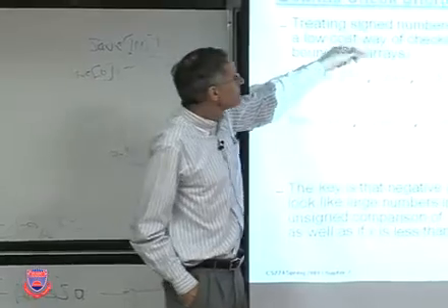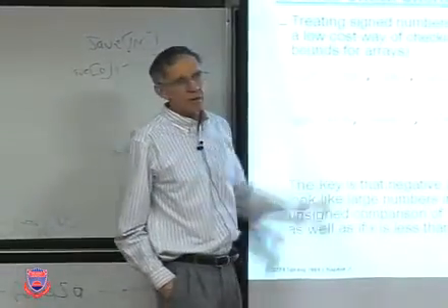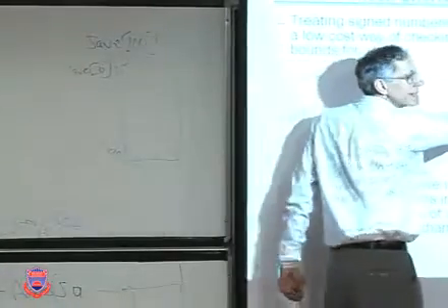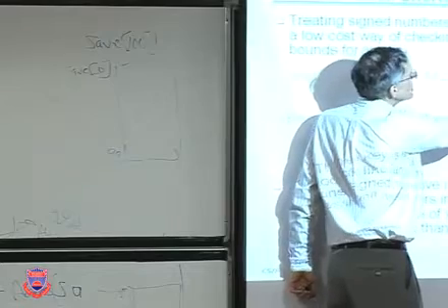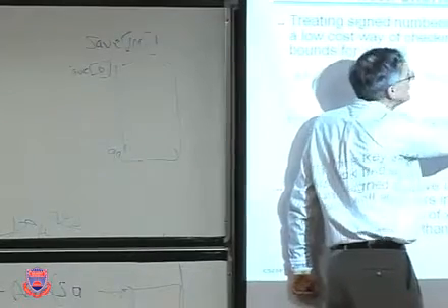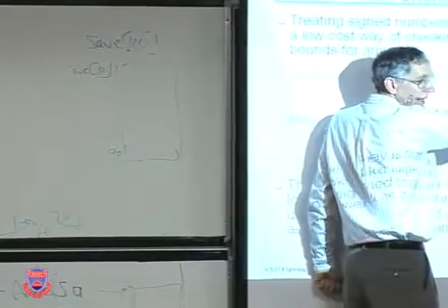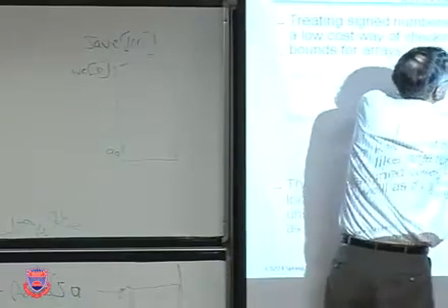Treating signed numbers as if they were unsigned gives us a low-cost way of checking bounds. Look, does that look like a nice index bounds test? It shouldn't be lower than 0. It's got to be equal or greater. It shouldn't be equal to y, that's going to be 1 greater than my max. So that's a nice bounds test.